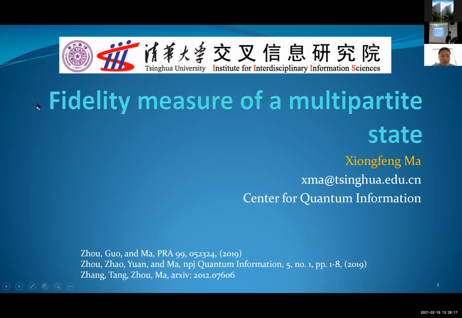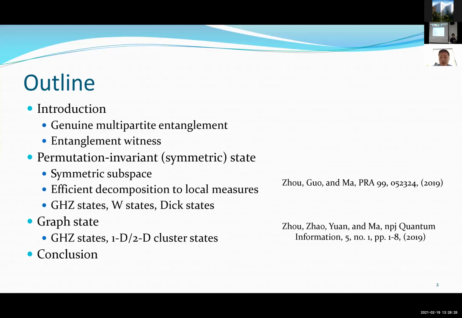All right, so today my talk will be about the fidelity measure of a multipartite state. We have a few papers on this work, together with my graduate students. First, I will give a very brief introduction about genuine multipartite entanglement and entanglement witness. Then I will talk about the permutation invariant state: how can we get the fidelity of a permutation invariant state? After that, I will talk about another work. Similarly, I want to get the fidelity of the state, but the state is a graph state. We know that in general, a graph state is not permutation invariant. Finally, I draw the conclusion.